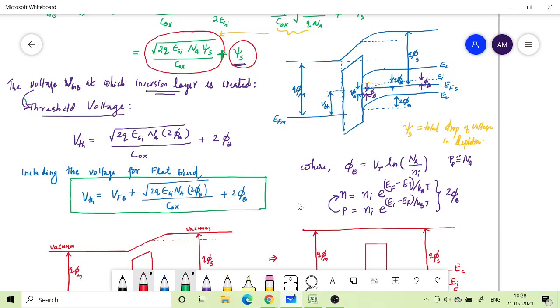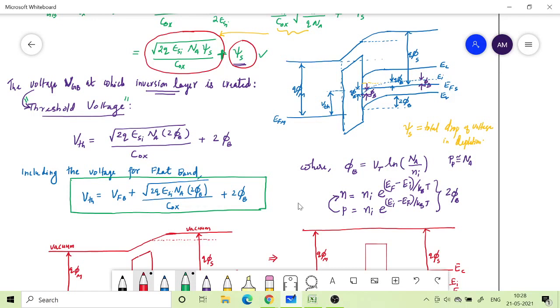Okay, so threshold voltage is that voltage at which the inversion layer is created. And what is inversion layer? The layer of electrons underneath the oxide region inside the semiconductor, where the concentration of electrons per unit cube is same as the concentration of holes per unit cube in the bulk region. Okay, so that will happen when your psi s, that is this, becomes equal to 2 phi b, and phi b is related to this.